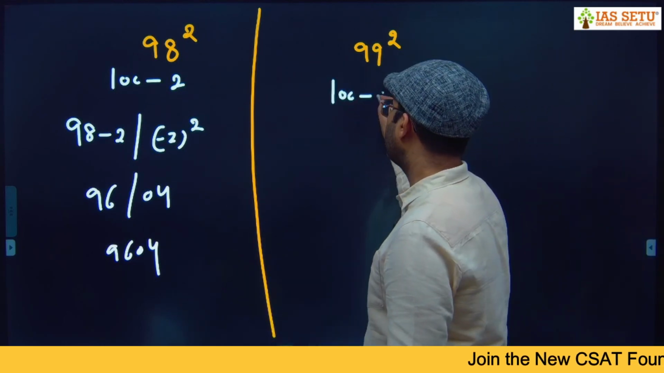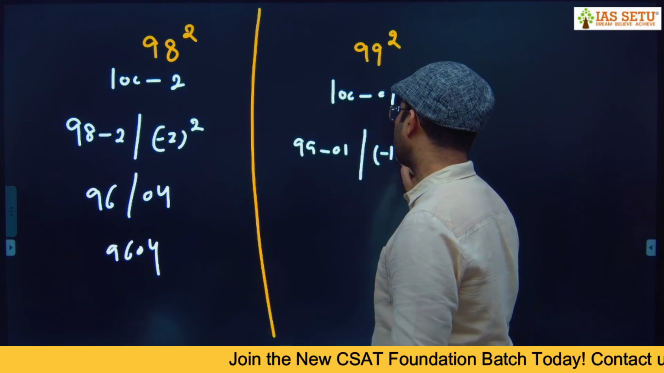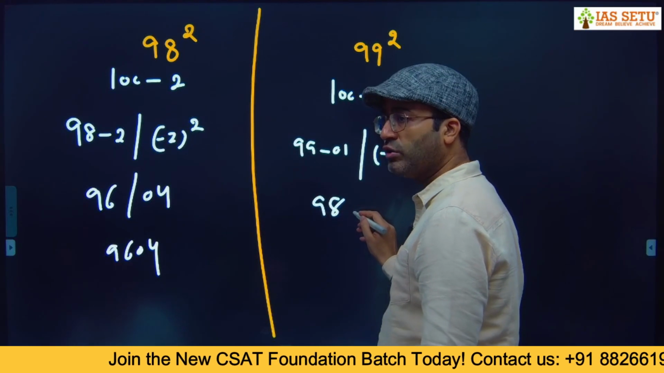What about 99 square? Here it is 100 minus 1. So it is 99 minus 1 as the left side value, minus 1 square as the right side value. 981 or 01? 01.